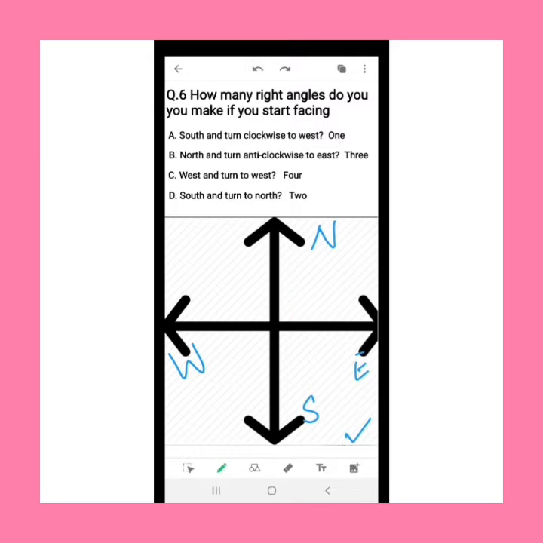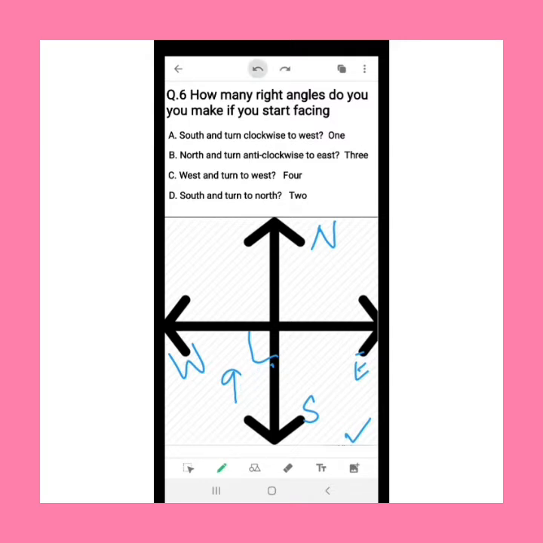The first question is starting from south. This is south, and turn clockwise to west. So I am starting from south and moving on to the west part. So you can see it is making a 90 degree angle. It is only making one right angle movement. So the answer is 1.